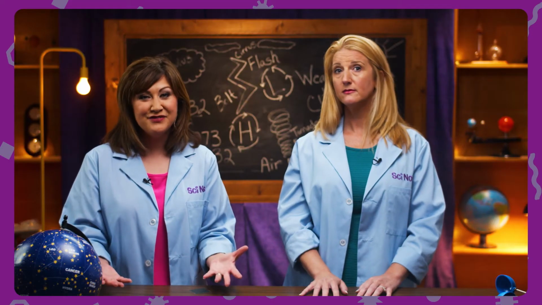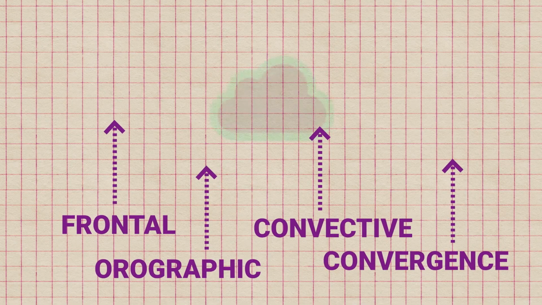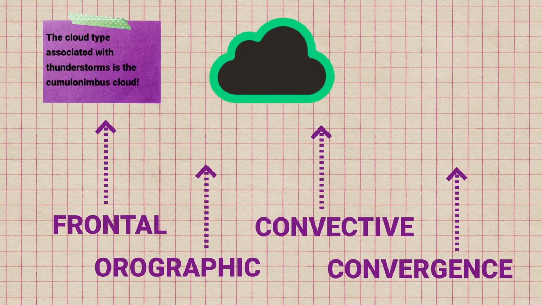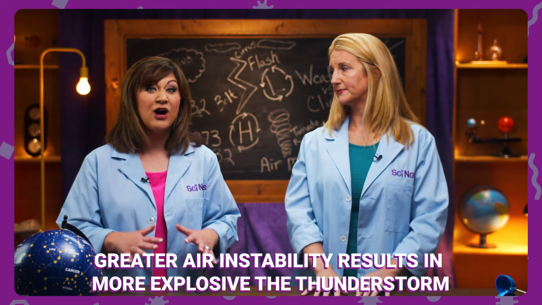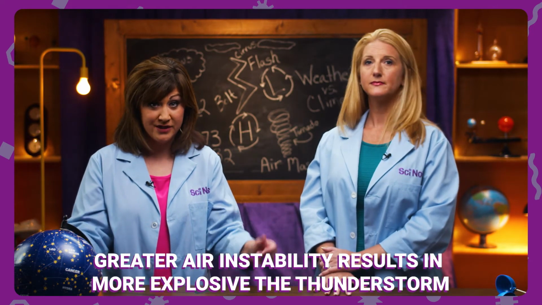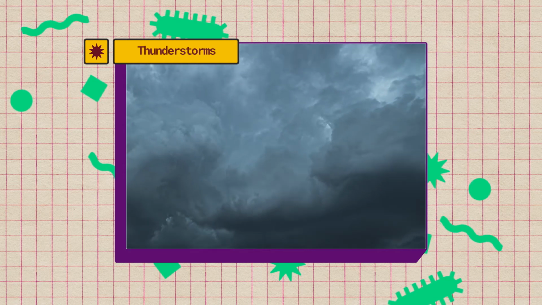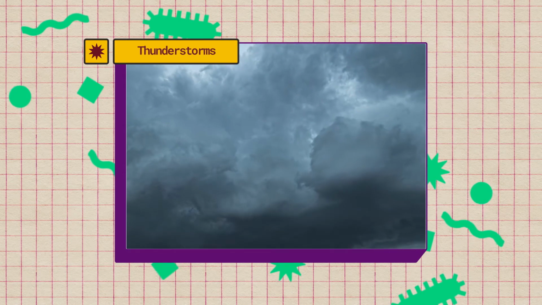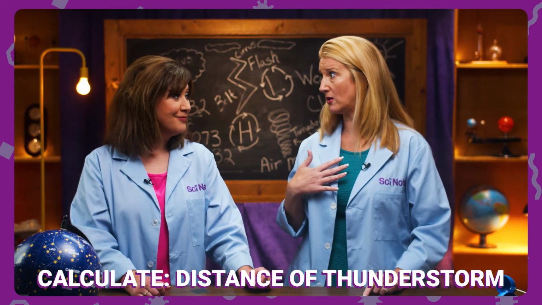With all of these lifting mechanisms, the upward motion of air leads to formation of clouds and precipitation if there's sufficient moisture to reach condensation as the air cools while moving up. How unstable the air is determines how explosive these thunderstorms can be. Now that we better understand thunderstorms and know the necessary ingredients for one to occur, let's see how to determine how far away one is from where we are right now.